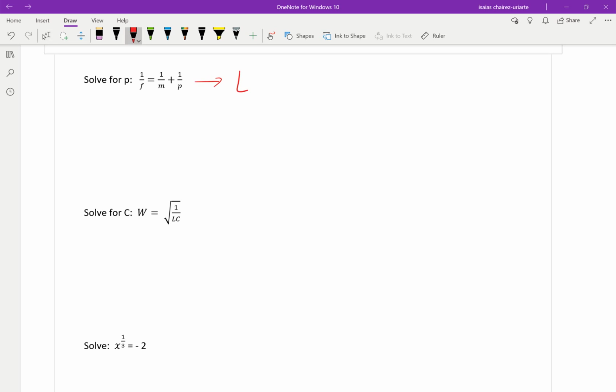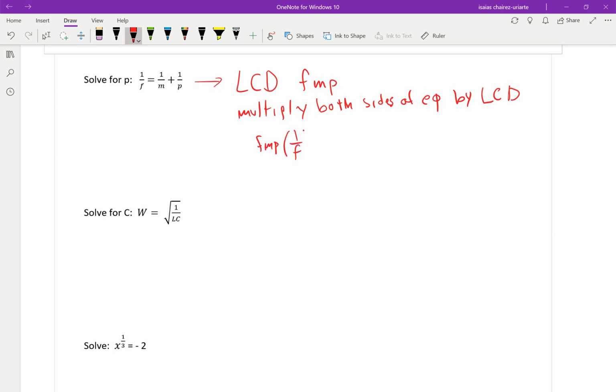So I'm going to first identify the least common denominator. It looks like the least common denominator is just going to be f m p. Yeah, f times m times p. So I'm going to multiply both sides by that LCD. Then that looks like this: FMP times 1 over F equals 1 over M plus 1 over P times FMP.